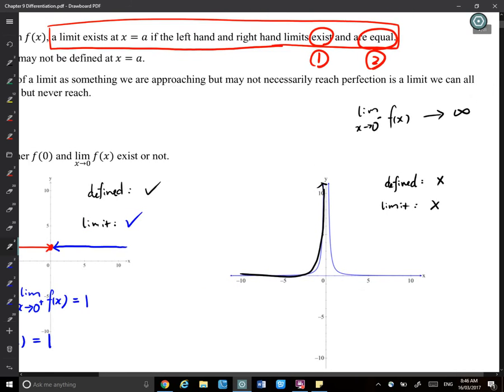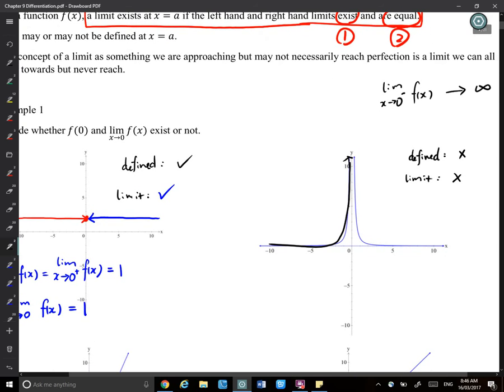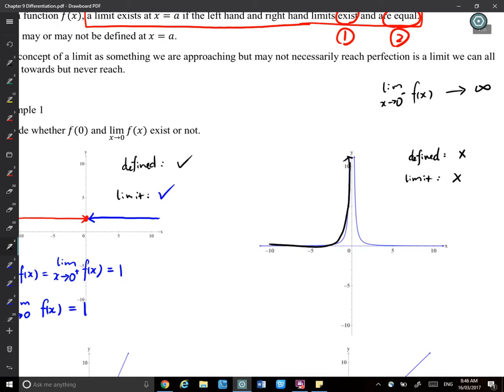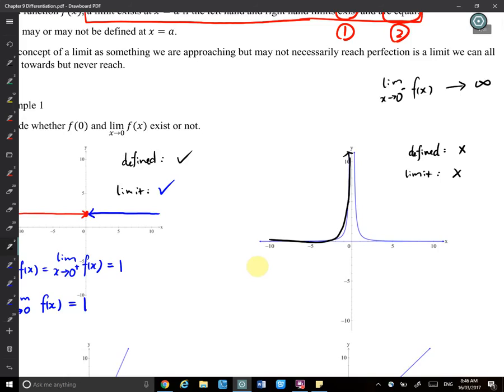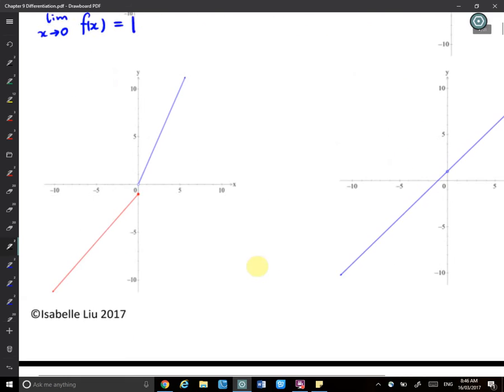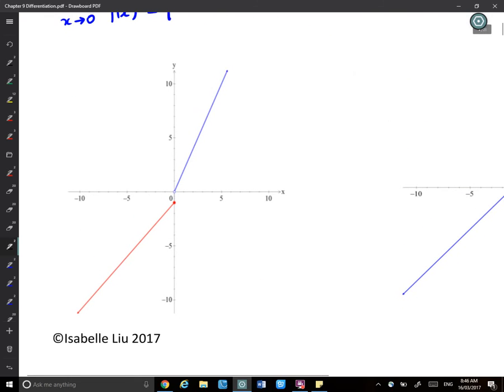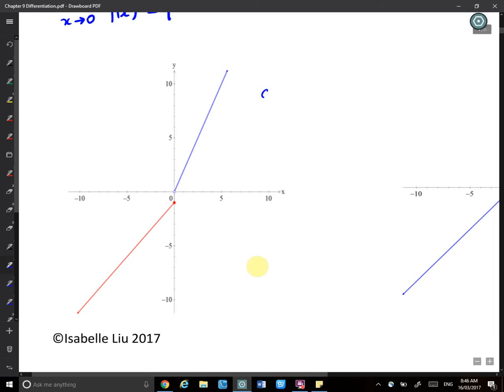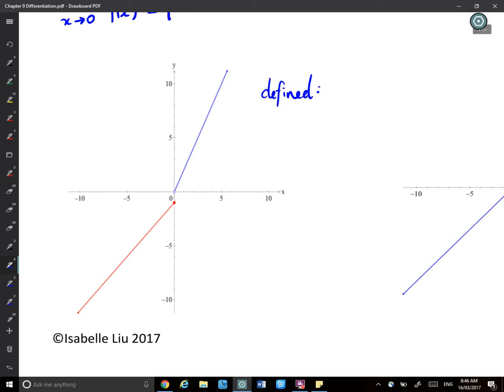Okay, so for the first two examples, defined and limit both exist or both do not exist. Let's think about the next one. Okay, do you think this one is defined? Defined or not? Does everyone think defined or not?